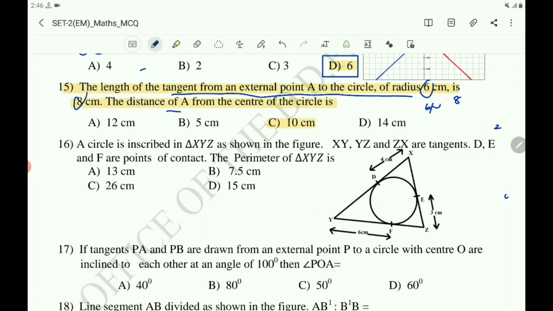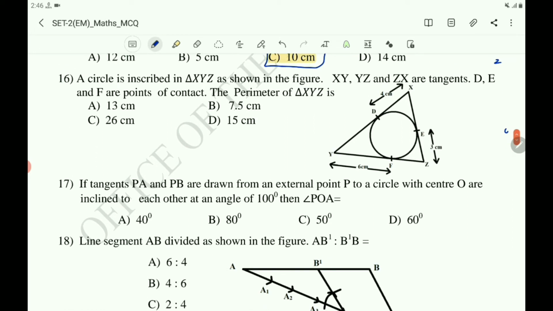Note down the answer, option C. Next take the 16th question. A circle is inscribed in triangle XYZ as shown in the figure. XY, YZ, ZX are tangents. D, E and F are points of contact. The perimeter of the triangle XYZ is.